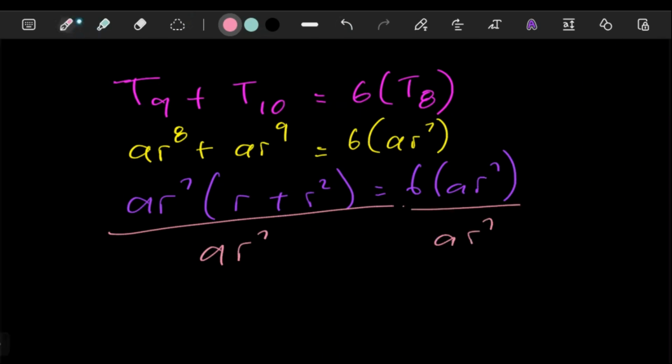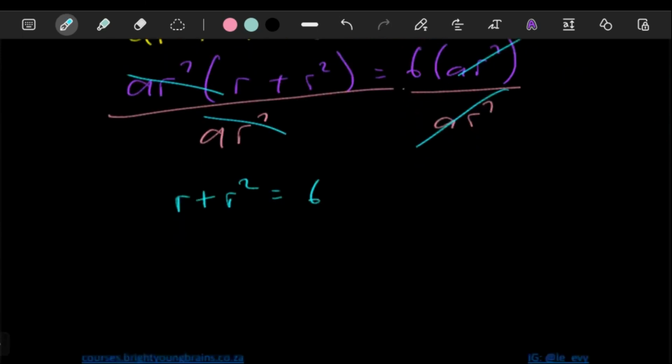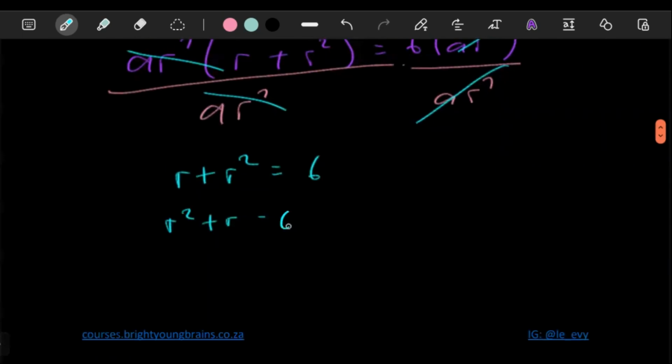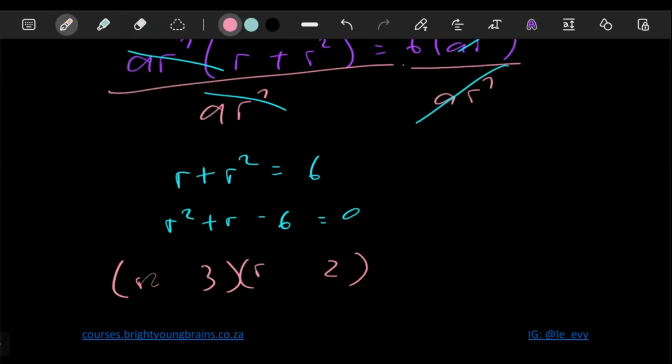This is going to cancel out. And then here you're going to have R plus R squared equal to 6. Everything on one side, you're going to have R squared plus R minus 6 equal to 0. So factors of 6 that give a 1, it's like 3 and 2. To get a plus 1, it's going to be plus 3 minus 2. This is equal to 0, right? So here you're going to get R is equal to negative 3 or R is equal to 2.